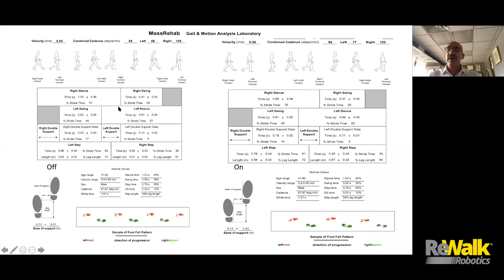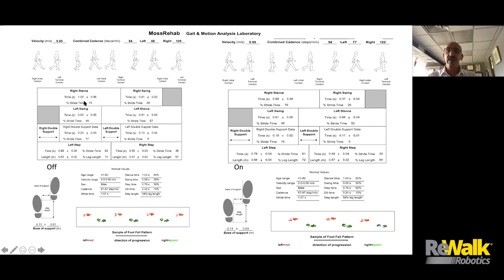This is temporospatial data. And so the system is off. I've marked it here, he walks at 0.80 meters per second. With the system on, the same patient walks at 0.99 meters per second. Reminder, normal walking speed is about 1.2 meters per second. So you can see that it's not normal, but much better.